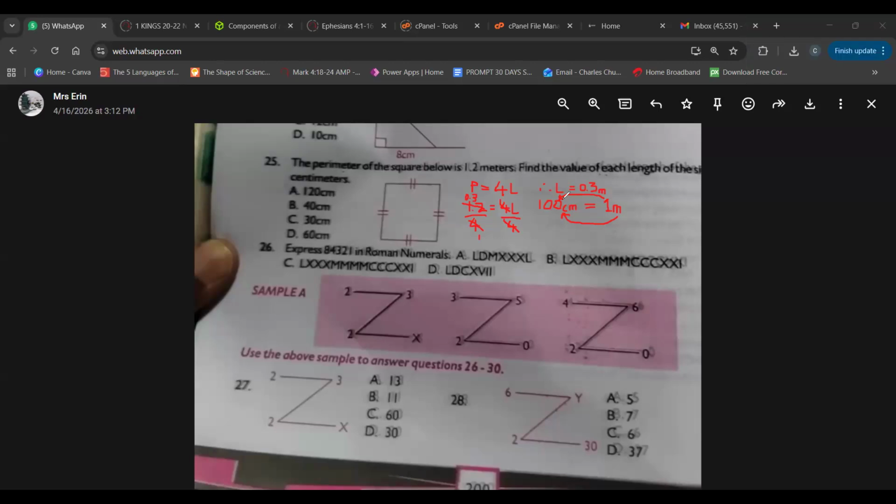Multiplication, isn't it? So that means for me to convert from meters to centimeters, I must multiply by what? 100. Okay? Good. So if I multiply 0.3 by 100, what would that give me? 30 centimeters.